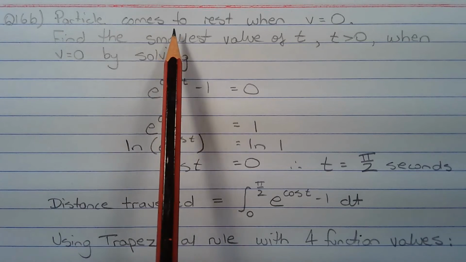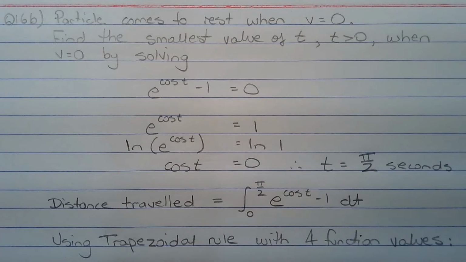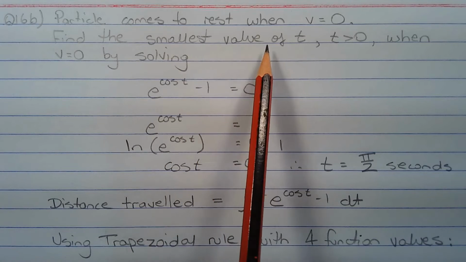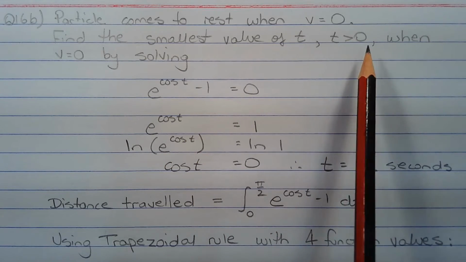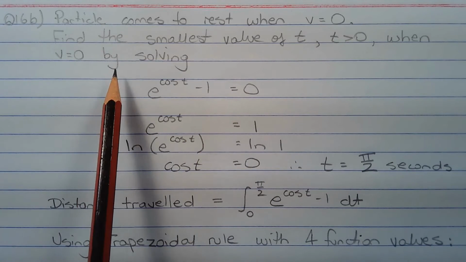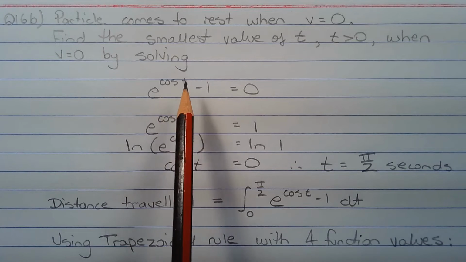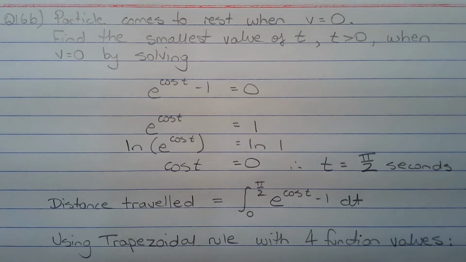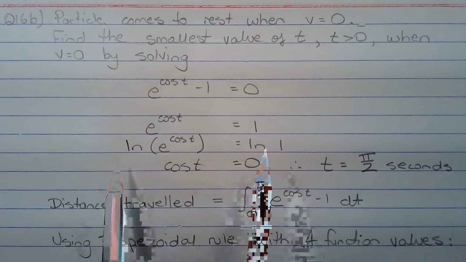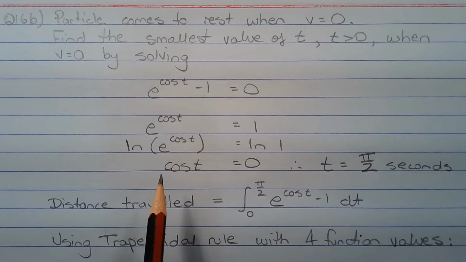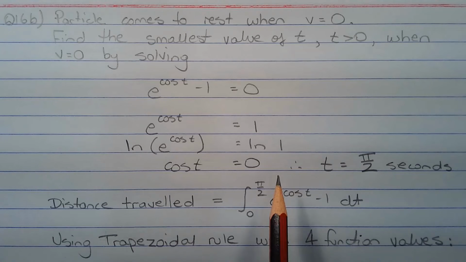The particle comes to rest when the velocity v equals 0. Now we need to find the smallest value of time t, where t is greater than 0, when the velocity v equals 0 by solving the equation e to the power of cos t minus 1 equals 0. Adding 1 to both sides of the equation and then taking the natural logarithm of both sides, we have cos t is equal to 0, and therefore t is equal to pi over 2 seconds.